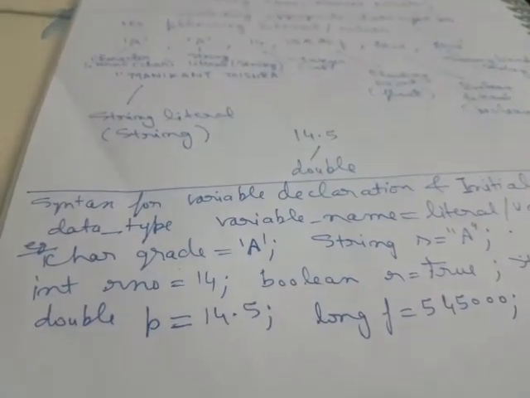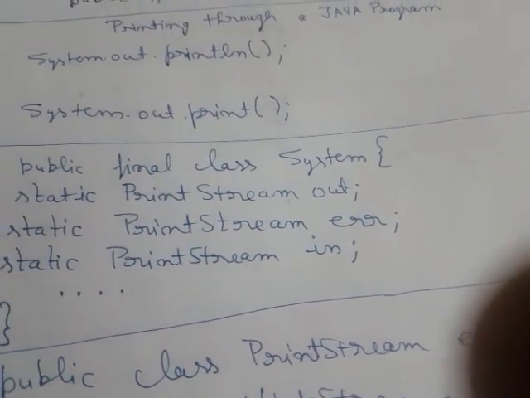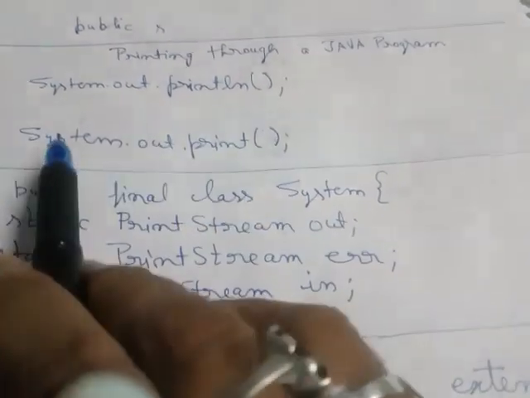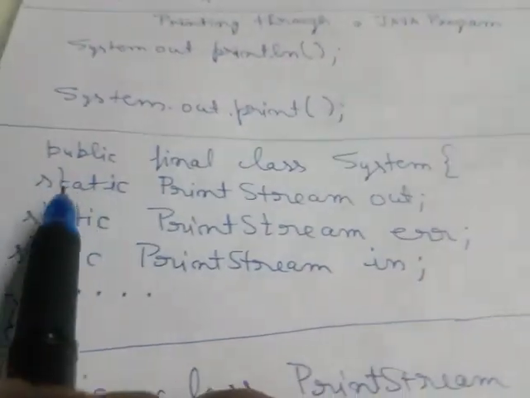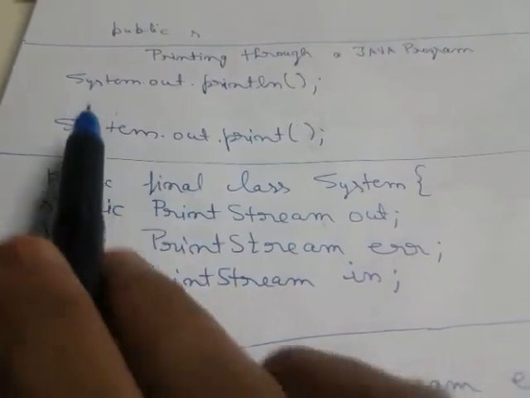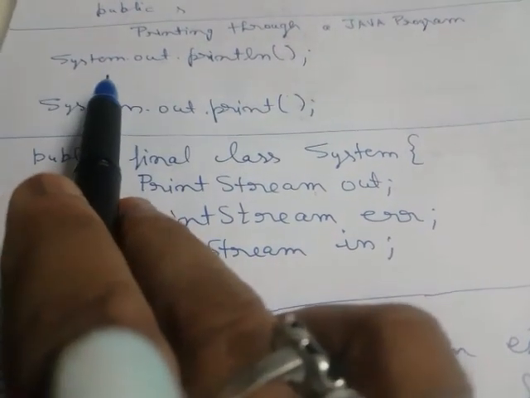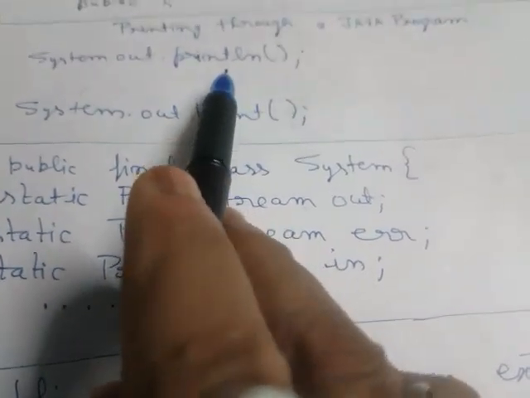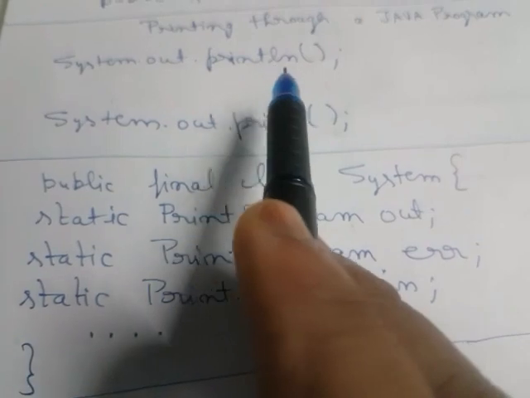All right, now students, printing through a Java program, we have got two statements in front of us. One is System.out.println, the other is System.out.print. All right, so any of these can be used, but before that we need to understand what is System, what is out, and what is println. So let me tell you, System is a class, out is an object, println is a function. So you will see that it's quite interesting that all the major concepts of Java are covered in one statement.